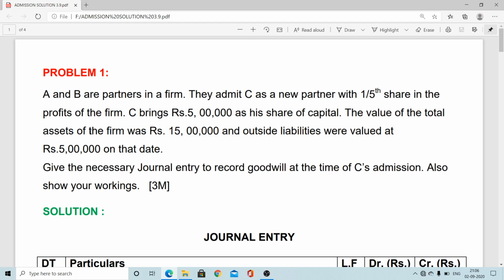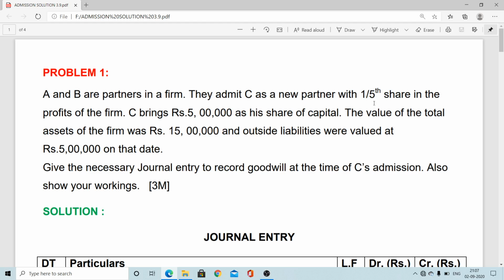The value of total assets of the firm is 15 lakh and outside liabilities were rupees 5 lakh. So before the admission of C, the old existing firm has total assets 15 lakh and total external liabilities 5 lakh. That means total capital of A and B is 15 minus 5, 10 lakh. We know that total assets minus external liabilities is called capital. This concept comes from the fundamental accounting equation, C equals A minus L. So 10 lakh is coming.